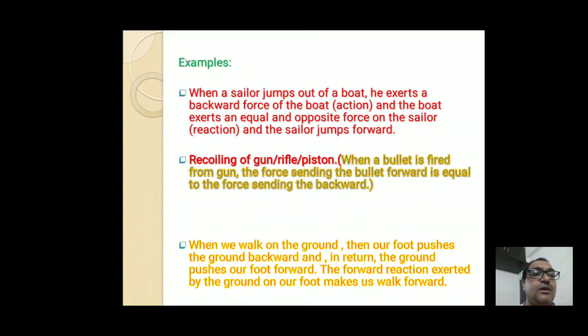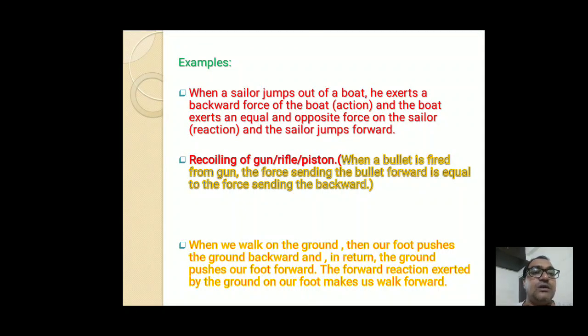Let's understand another example. When a sailor jumps out of a boat, he exerts a backward force on the boat, that is called action, and the boat exerts an equal and opposite force on the sailor, that is called reaction, and the sailor jumps forward. So this is another example of the third law of motion.